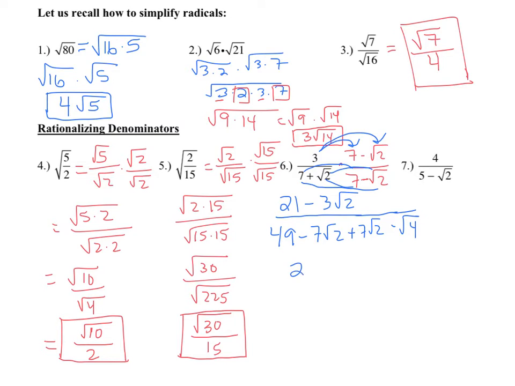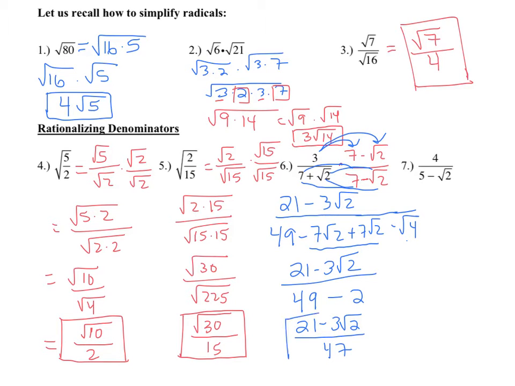So in the top, I don't have anything I can simplify, so I leave it the way it is. But in the bottom, negative 7 square root of 2 plus 7 square root of 2 is 0, so the center term drops out. And I have 49 minus, well, the square root of 4 is really just 2. So my final rationalized fraction, 21 minus 3 square root of 2 over 47. So there's my fraction with a rational denominator.